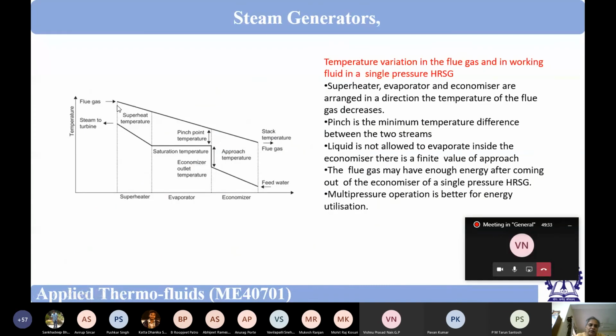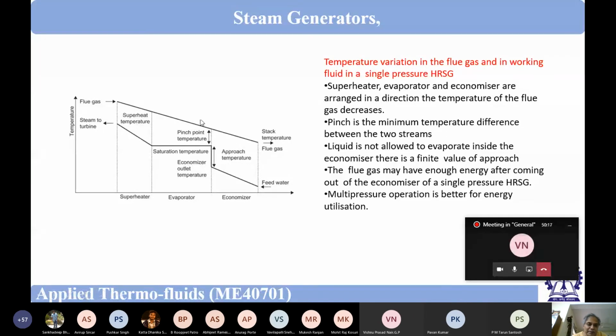So here, let's say this is the length of the HRSG. This is how the gas temperature is reducing, and this is how the fluid temperature is increasing. There are three distinct portions: economizer, evaporator, and superheater. The fluid temperature is gradually increasing like this. This is the global picture, and it looks like some sort of a counter current heat exchanger.